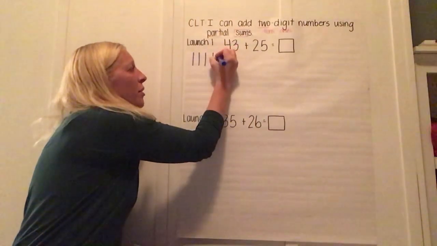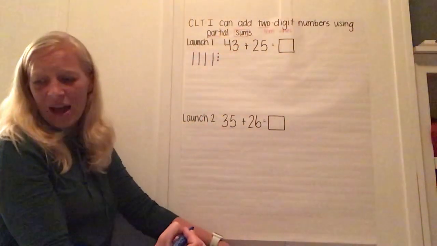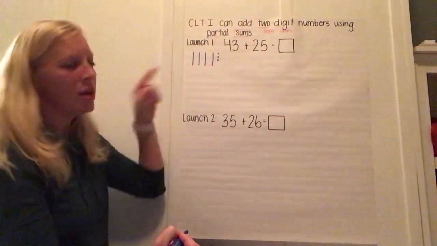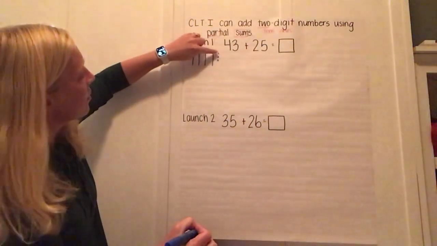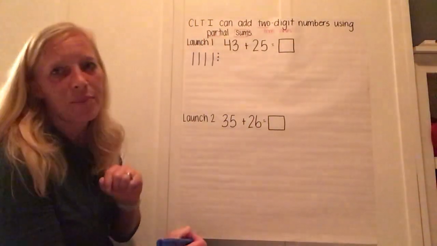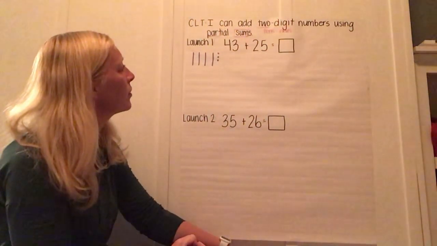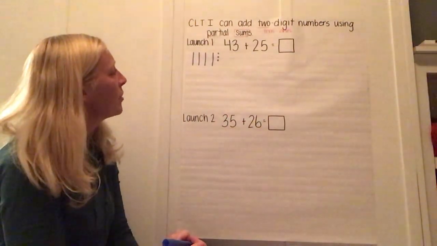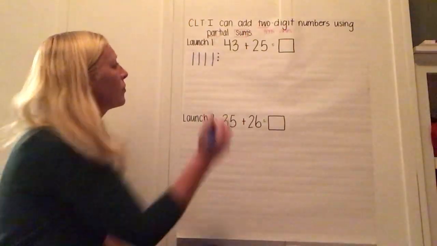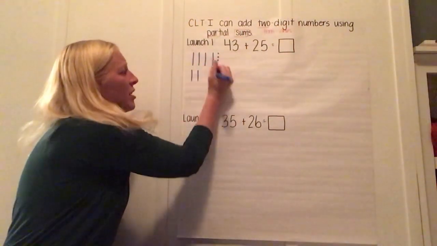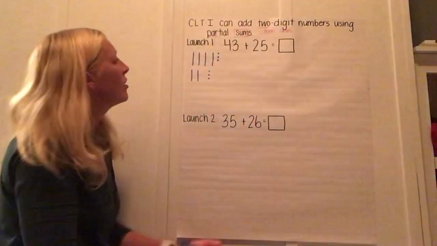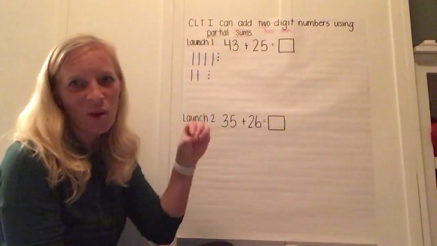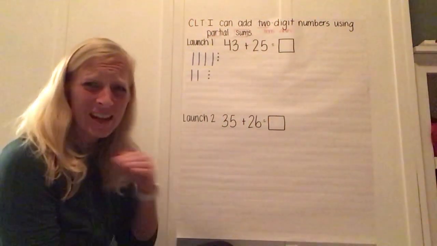43. Okay. And then what did you do? And how does that show 43? There's 4 tens, 10, 20, 30, 40, okay? And then 3 ones, 41, 42, 43, okay? And then what did you do? And where did you put your 25 when you were putting it up here on your work, or putting it in your journal? Why did you put it down here? So this friend just said that they wanted to see their tens and their ones together, and so they put them on top of each other to make it a little bit easier to see.